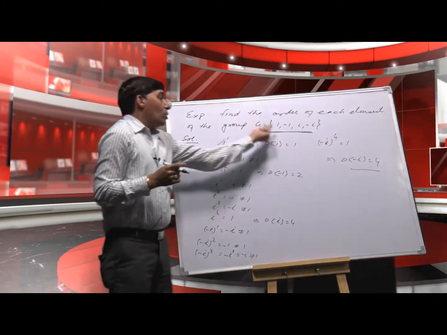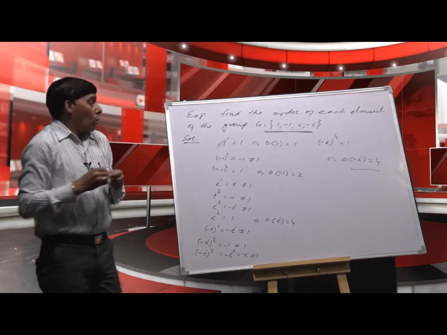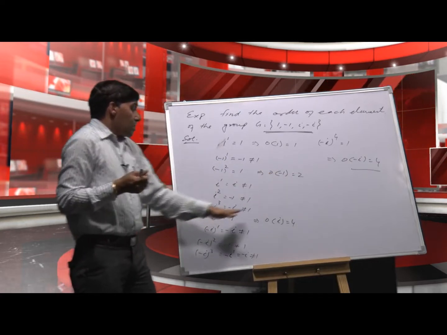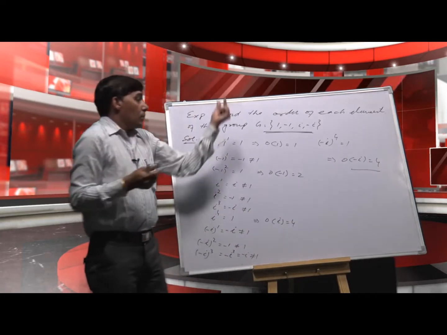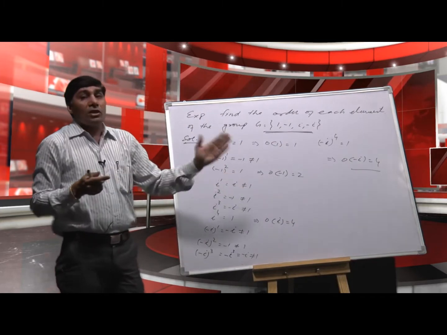So we find the order of each of the elements. In this case, the order of 1 is 1, the order of -1 is 2, the order of i is 4, and the order of -i is also 4. We correlate this order with the cyclic group.